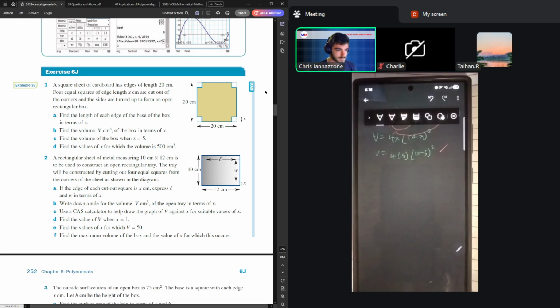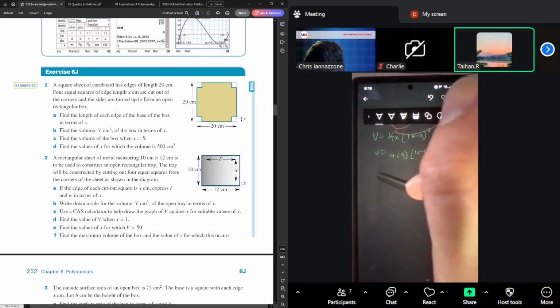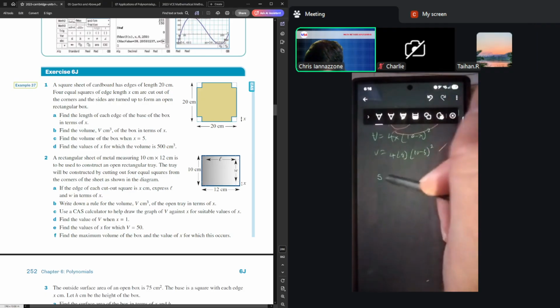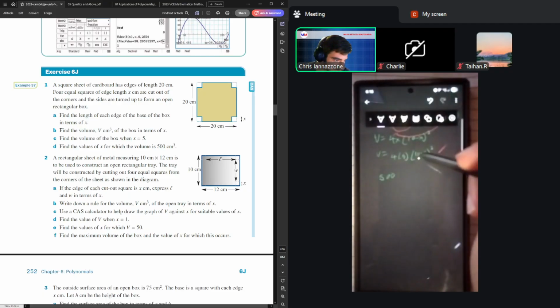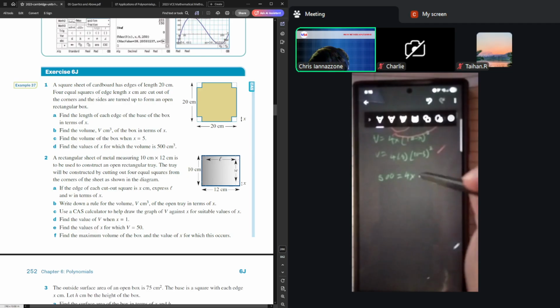You'd have to do 500 and then set it equal to the formula that we've made for the volume. That's it, yeah. So because volume is 500, V equals 500. And that's pretty much it. Now, solving this is a lot harder because you're not just subbing in a number and simplifying.